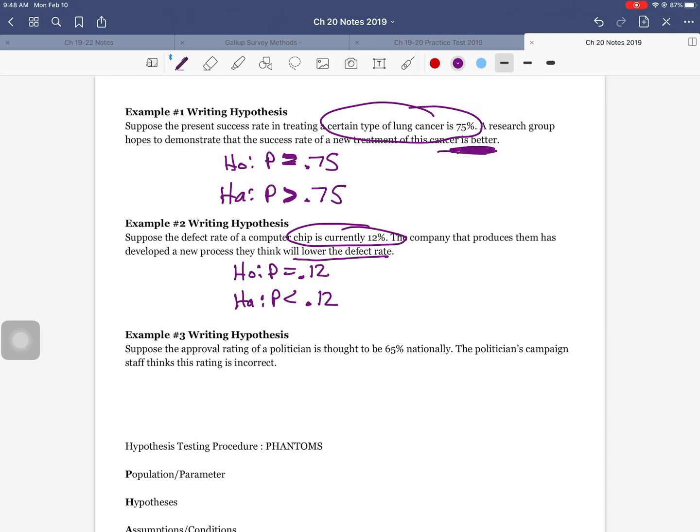Example 3, suppose the approval rate of a politician is thought to be 65% nationally. The politician's campaign staff thinks this rating is incorrect. So the null would be that P equals 65%. The alternate would be, since they think it's incorrect, they're not saying they think it's more or less, they just think it's wrong, we would say that P is not equal to 65%.